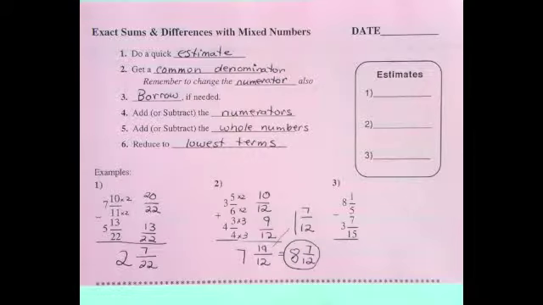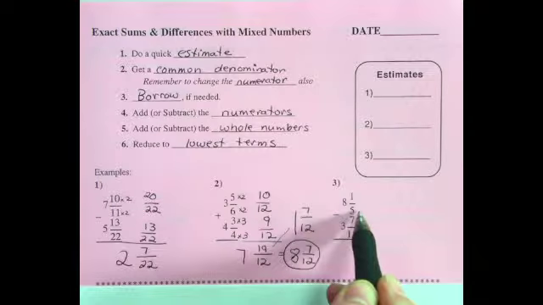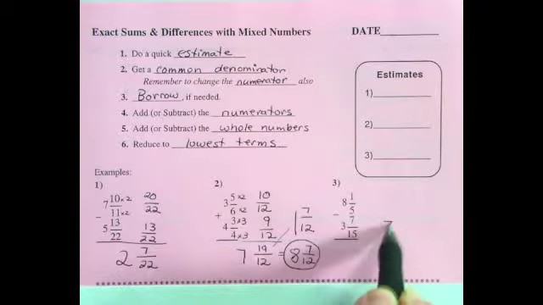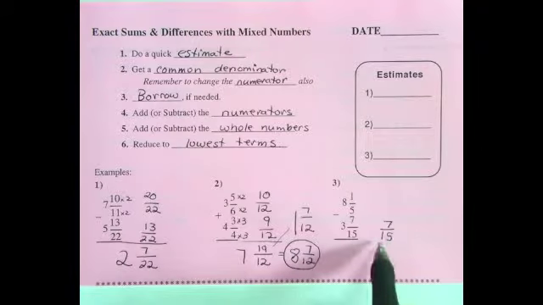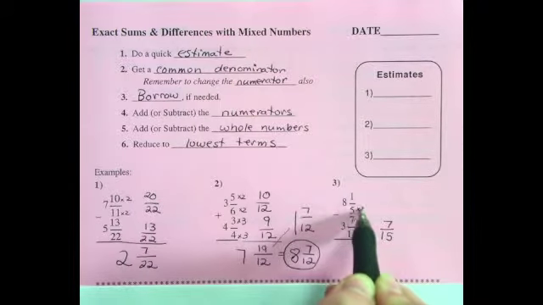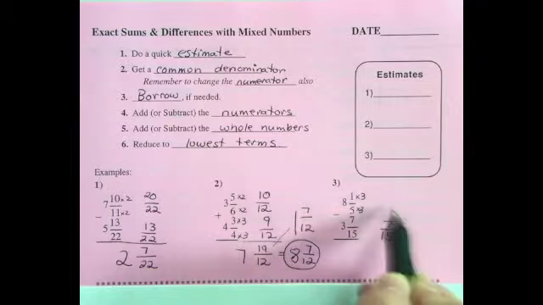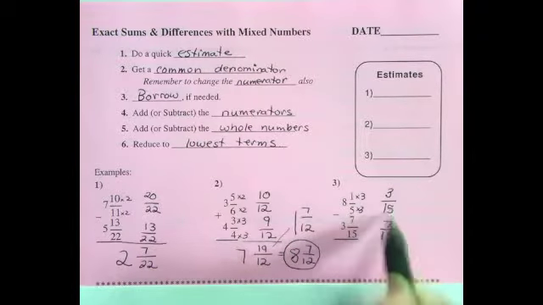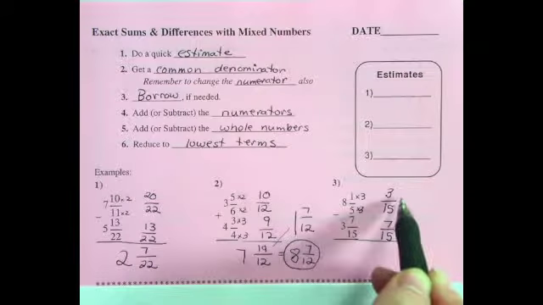Example number 3 is about subtracting mixed numbers. So again, we're going to get our common denominator. 5, 15. Well, I can change the 5 to 15. Keep 7 fifteenths the same. Multiply both of those by 3. My new fraction is going to be 3 fifteenths. Now we're ready to subtract.